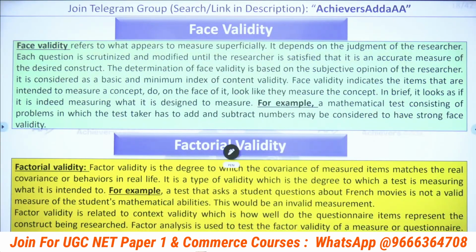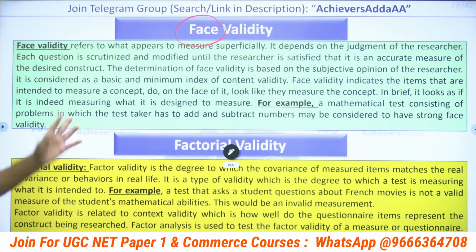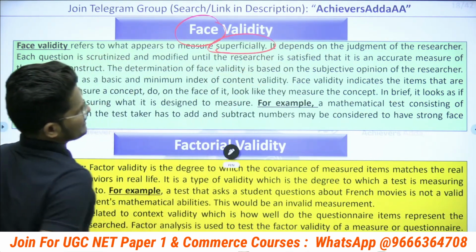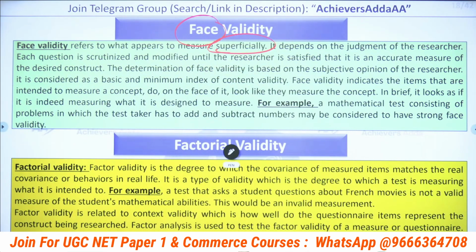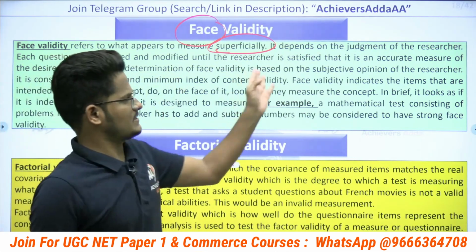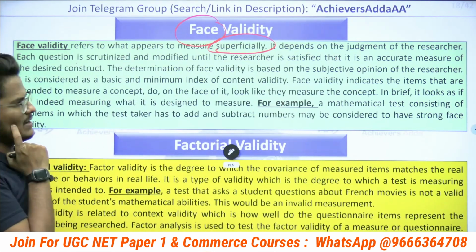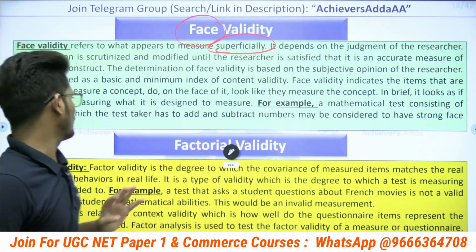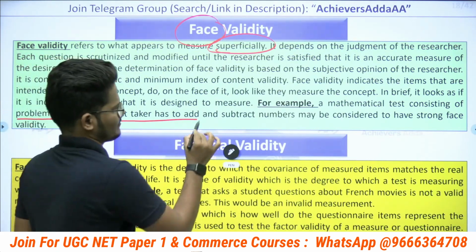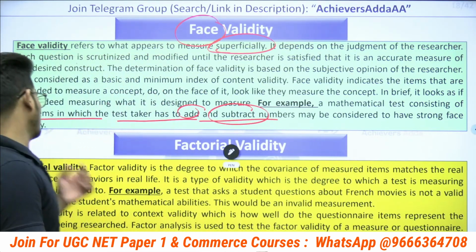That's about that. Next, face validity is a very easy one, which is a basic one. Face validity is what appears to measure superficially; it depends on the judgment of the researcher. Here, this is scrutinized and modified until the researcher is satisfied that it accurately measures the desired construct. An example is a mathematical test consisting of problems in which the test taker has to add and subtract numbers. That may be considered strong face validity.